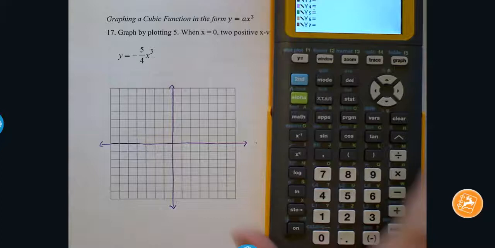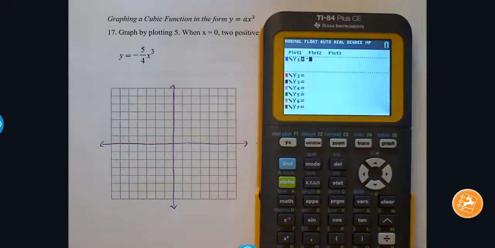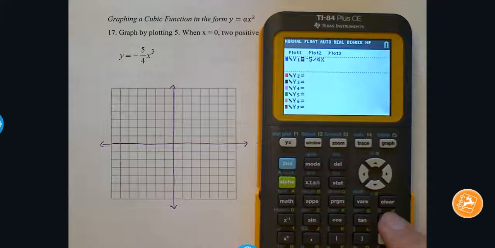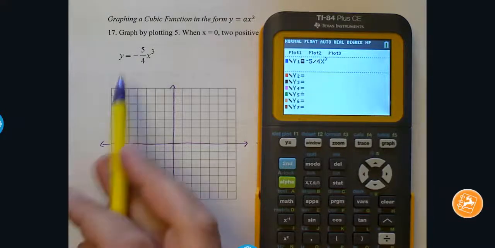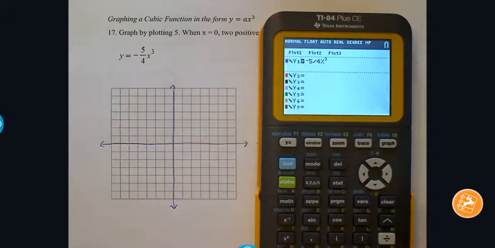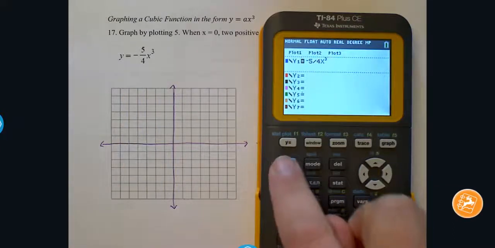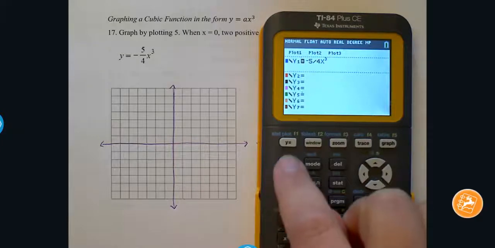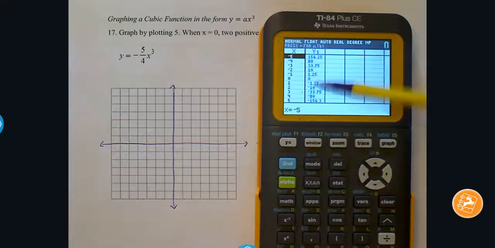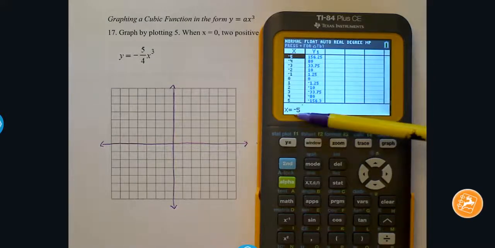So negative 5/4. Now we enter 5/4 by doing 5 divided by 4. And then we hit the X button and we raise it to the third power. Okay, so this should look like this, right? And we're going to look at the table of values. We do that by hitting second graph, and we have our table of values here.